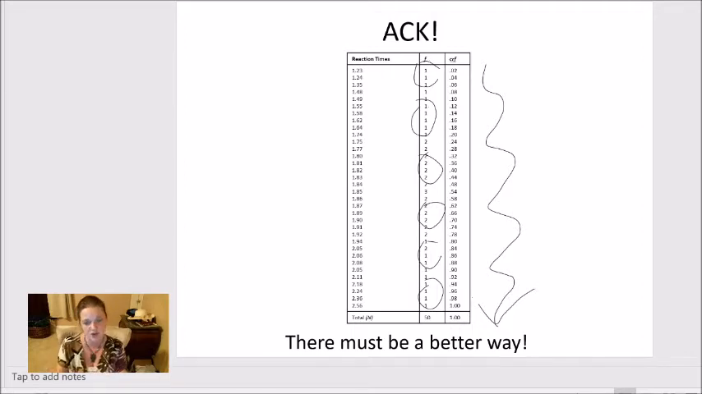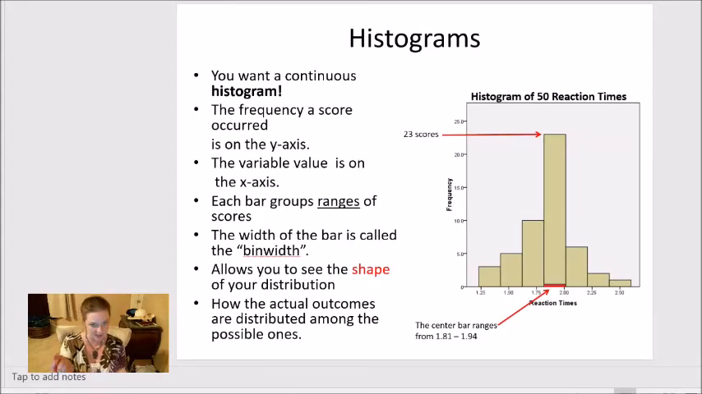So when you have continuous data, like reaction times, which are an example of a continuous quantitative variable, you're going to want to use something else. And that something else is a histogram. So this is a histogram.